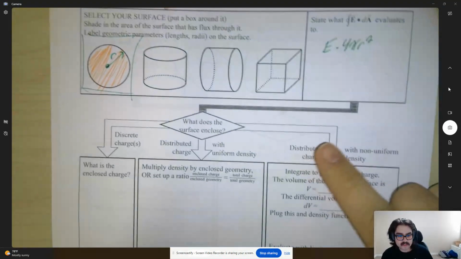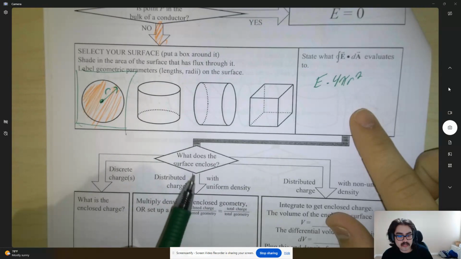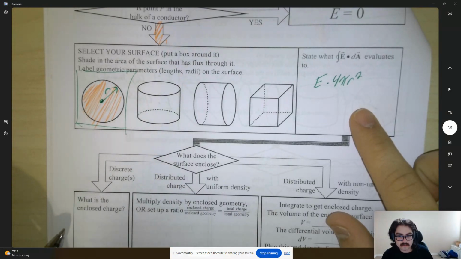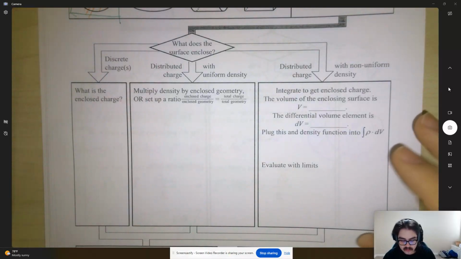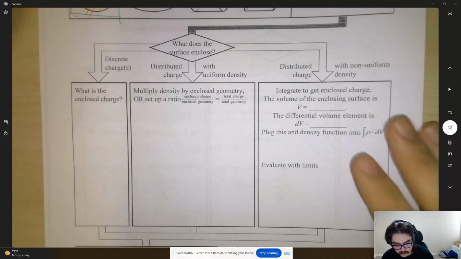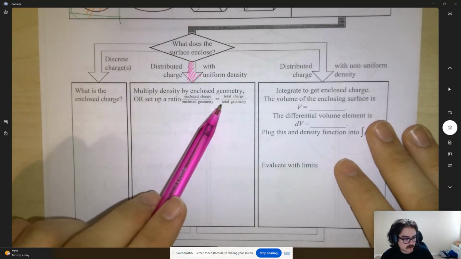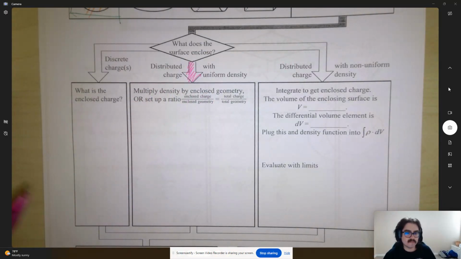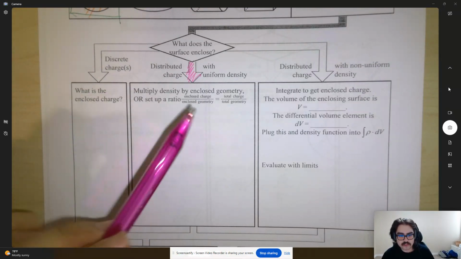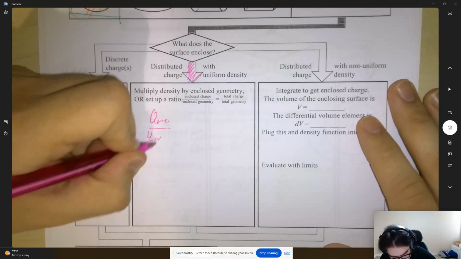Okay. And the surface, now instead of enclosing a discrete charge, is going to enclose a distributed charge with uniform density. So instead of doing a discrete charge, we're now doing a distributed charge because it has uniform charge density throughout the whole volume. Instead of saying geometry, I'm going to say volume. The enclosed geometry would either be area or volume; in this case, it's going to be volume. So I would do the enclosed charge over the enclosed geometry, so Q enclosed over 4/3 pi r cubed.